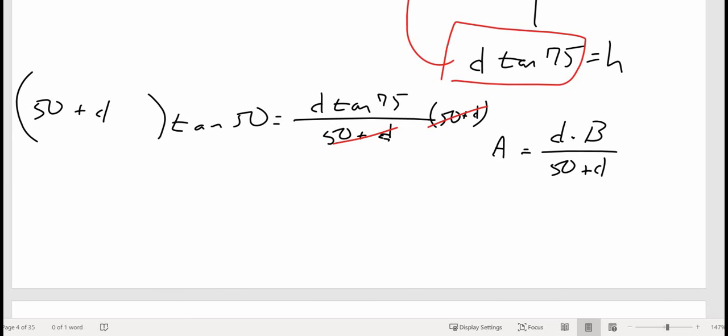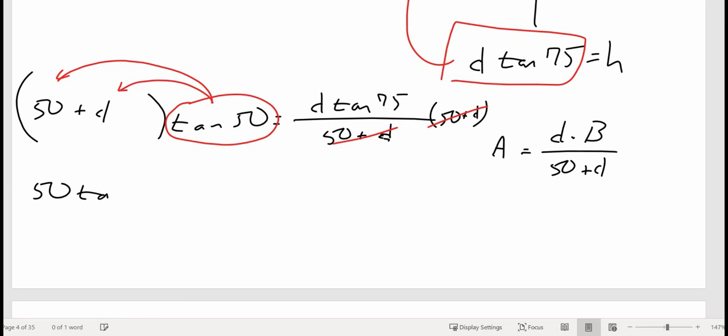But I still, at some point in time, have to get, I'm looking for d. That's my only variable. Okay? I need to get the stuff with d's on one side where I can combine them. So what I'm going to do right now is use my distributive property. I'm going to multiply that stuff by everything that's inside the parentheses. So that's 50 times tangent of 50 plus d times tangent of 50 equals, over here, d times tangent of 75.